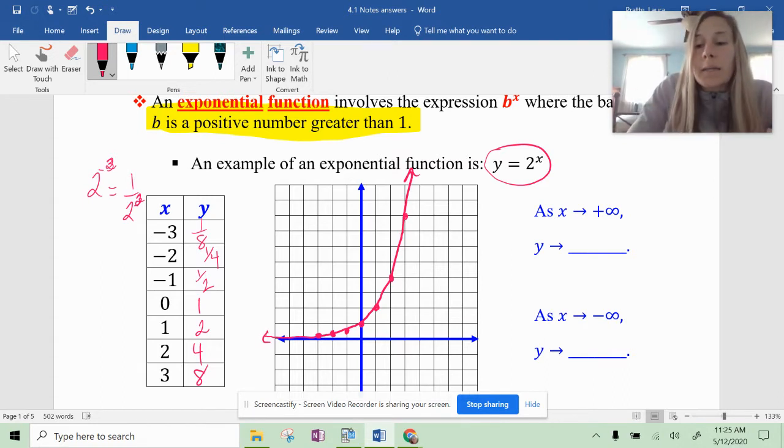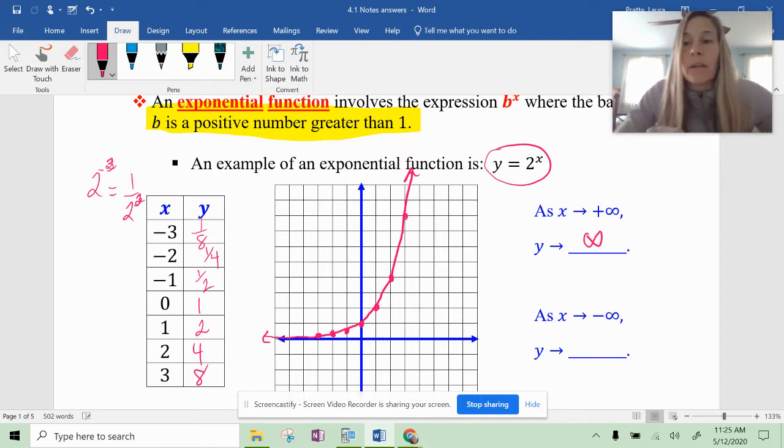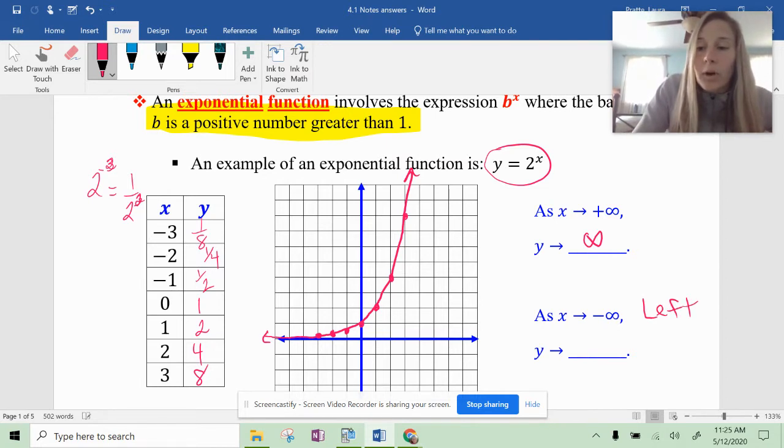So as x approaches infinity, as you read your graph from left to right, what's happening? Your y value is approaching infinity because it's going upward in an exponential fashion. As x approaches negative infinity, that would be going to the left. If you remember when we talked about end behavior back in the polynomial chapter, as our graph goes to the left, our y values are approaching 0.